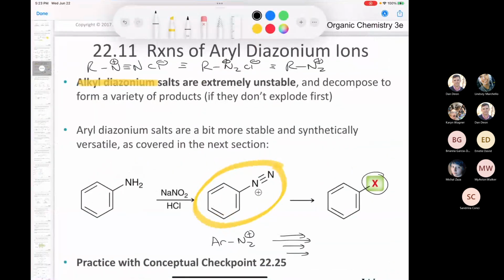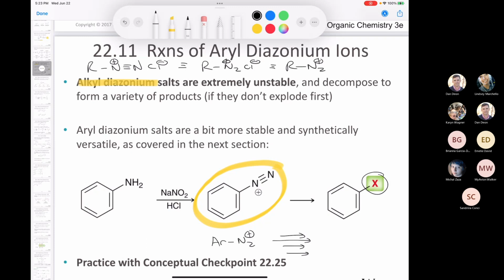Okay, so where we left off was talking about diazonium ions, and I explained how we make the nitrosonium ion by making nitrous acid in situ. We went over that in detail. And then I said, if you have an alkyl diazonium salt, which I have highlighted at the top, they're extremely unstable. They decompose, they give you a whole bunch of products, and they're explosive. So that's not good.